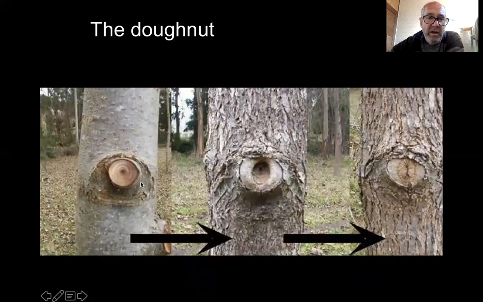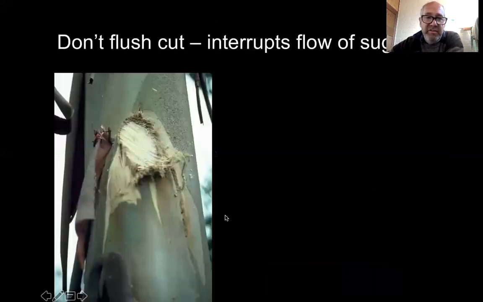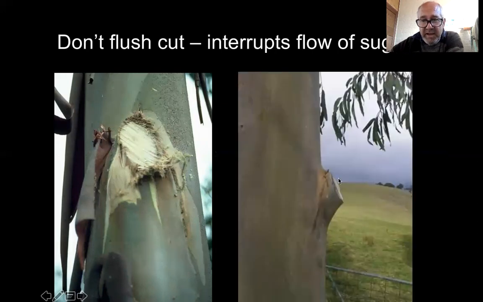If you do that well, this is 1 year, 2nd year, 3rd year, you can see it heals over evenly from all sides because you haven't interrupted the flow of sugars down the stem. If you flush cut like this, you'll end up with an oval cut, a lot of bark damage. This is done with a chainsaw, and you won't get a good heal. This is a proper cut here.